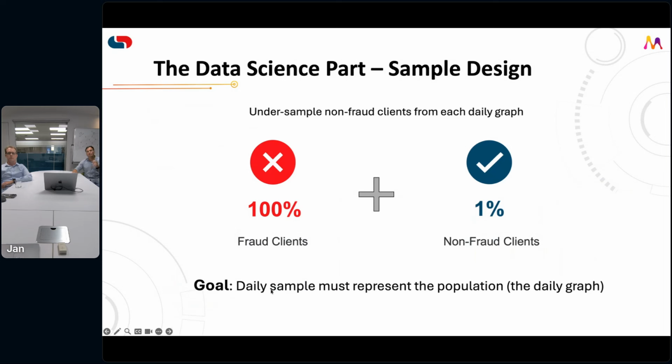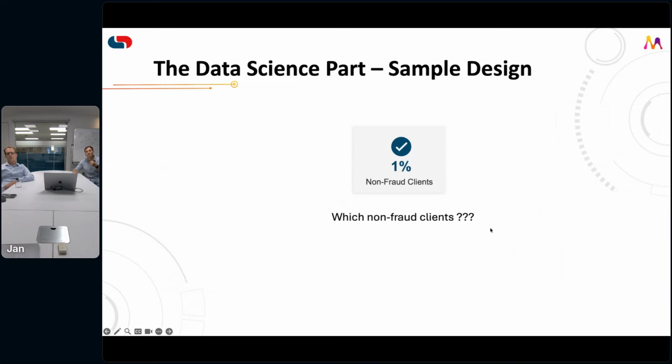Now, the whole goal that you have here with sampling in general is that you want your sample to represent your population. And what our population is, is our daily graph itself. So you'll have, like I showed previously, day one's graph, day two's graph, and then day three's graph. Now, each day you will sample certain records, which will use this kind of pattern. But now that we want to sample 1% of our non-fraud clients, what the next question normally is, which non-fraud clients do we want to sample from?